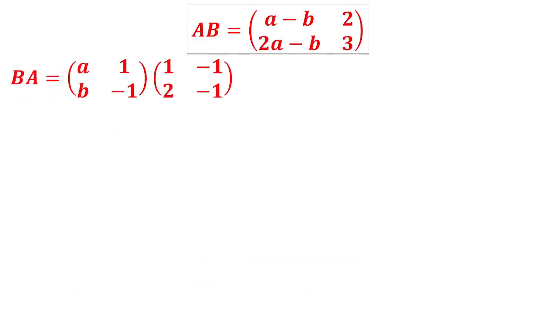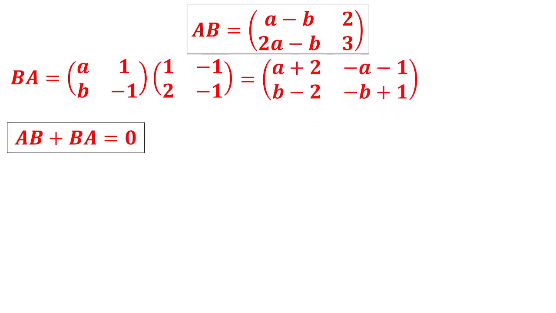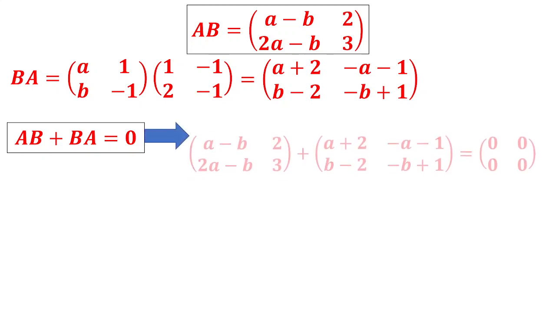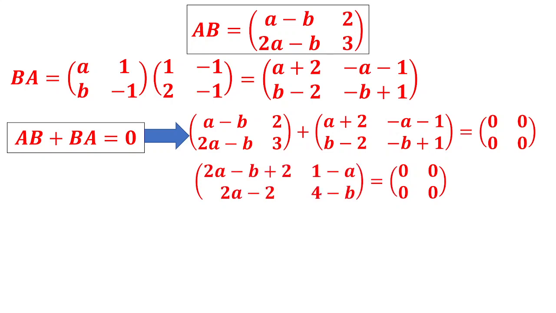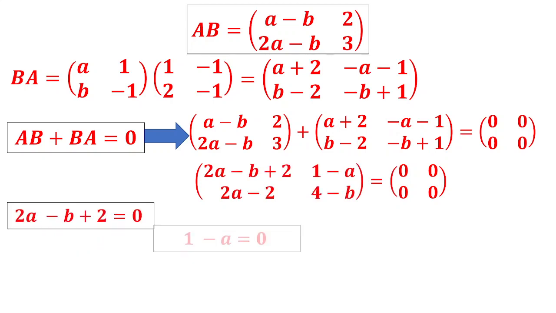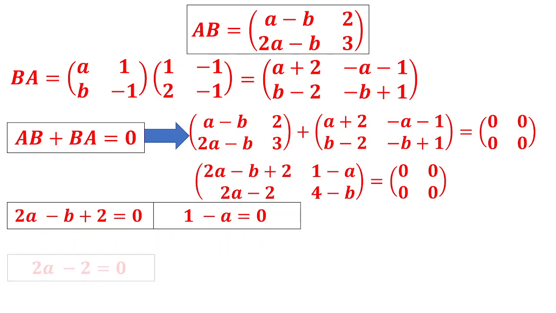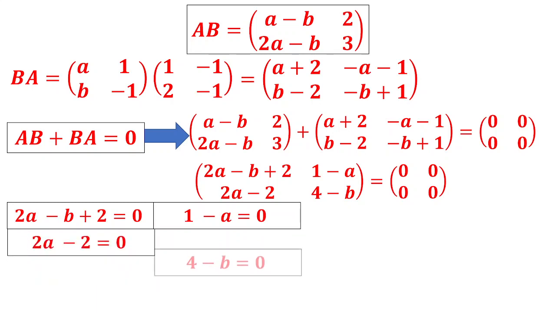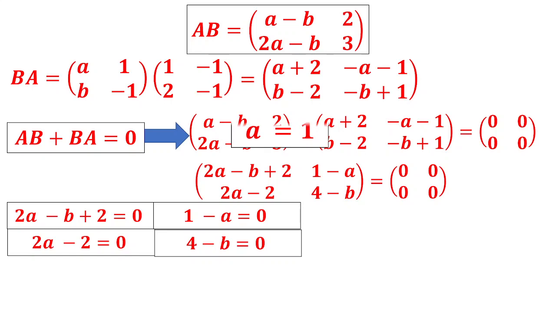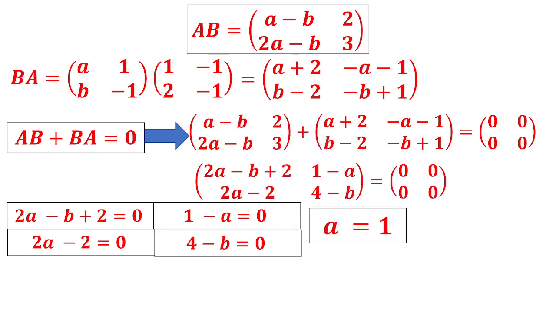Now let me find what is BA. Again 2 cross 2 with the 2 cross 2. Now I want that AB plus BA is 0. Just now I have derived it. I am putting it in the equation. Now I am adding them. Now you can equate the corresponding terms. When I equate, I am getting 1 minus A is equal to 0. When I equate it, I am getting 4 minus B is equal to 0. When I solve it, I get A is equal to 1 and B is equal to 4.